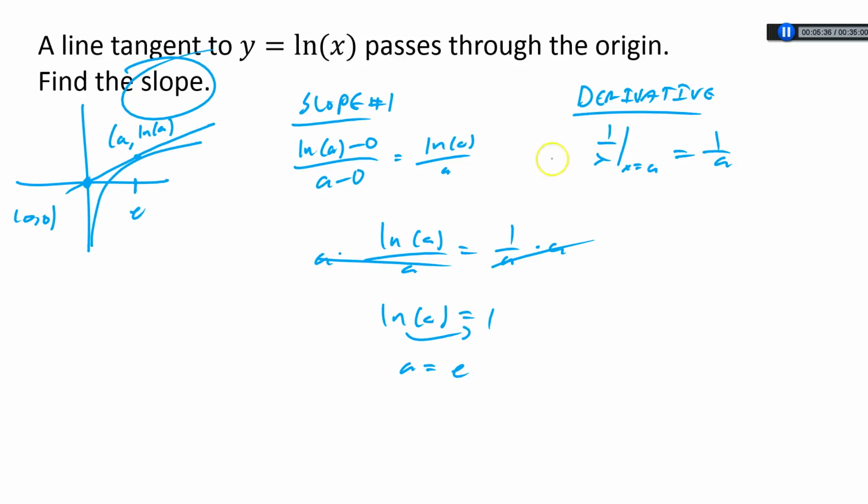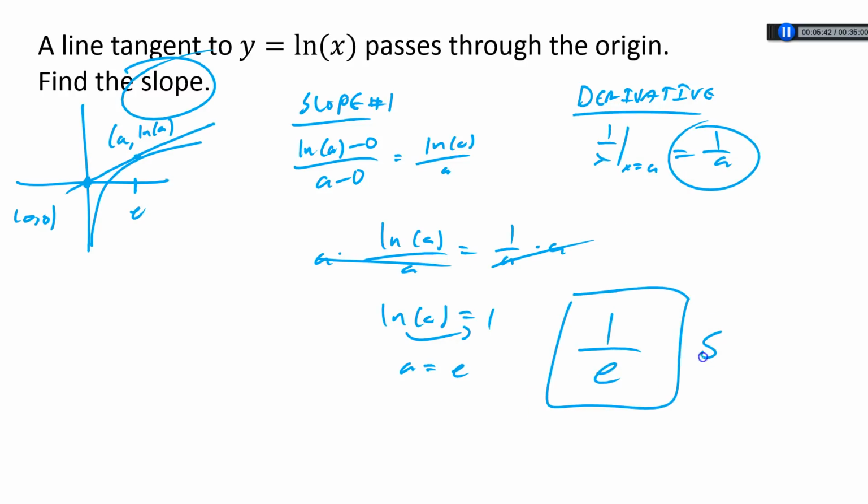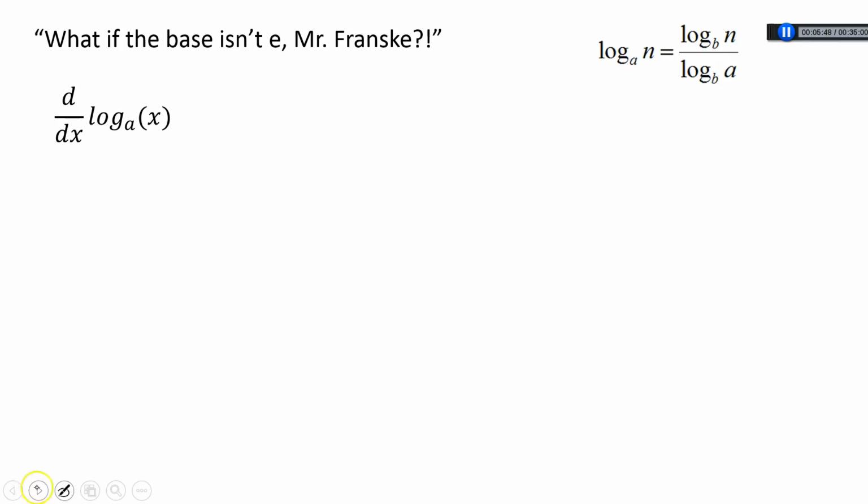What do they ask for? They ask for the slope. Which one's easier? Probably this one over here. Looks like the slope is 1 over e. That's our slope. So at the point x equals e, the slope is 1 over e, and it goes through the origin. That's kind of cool.